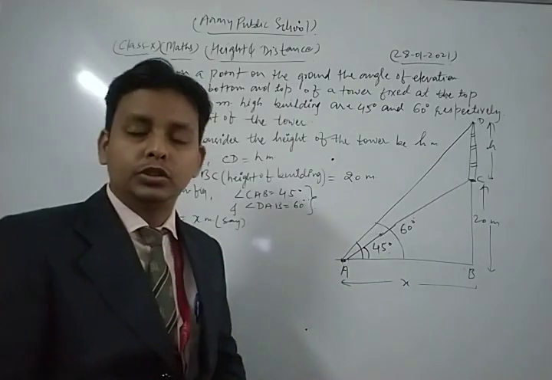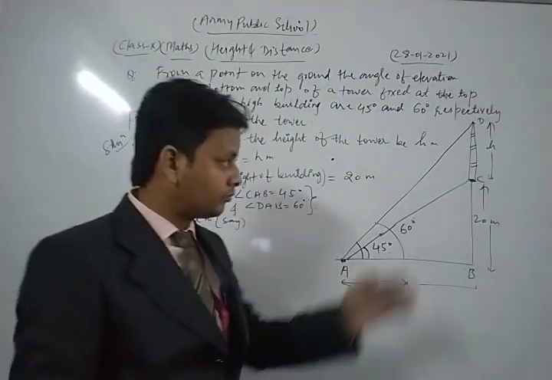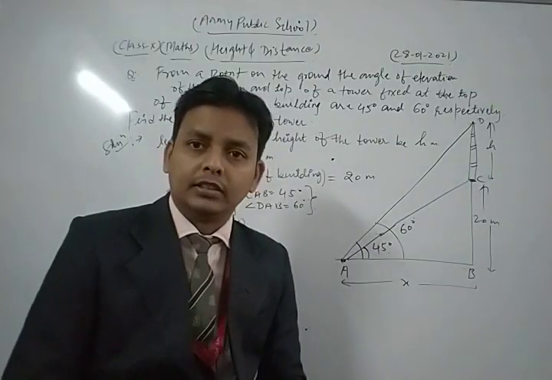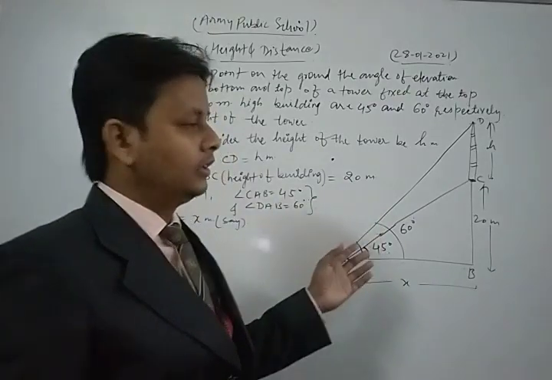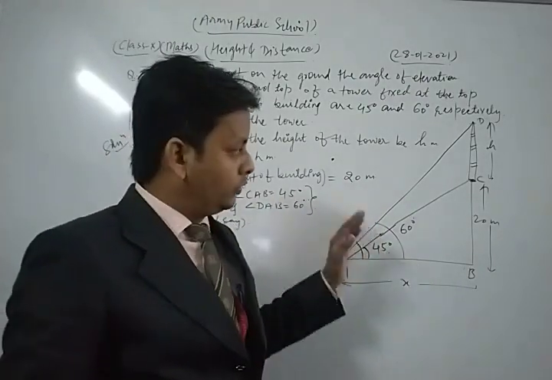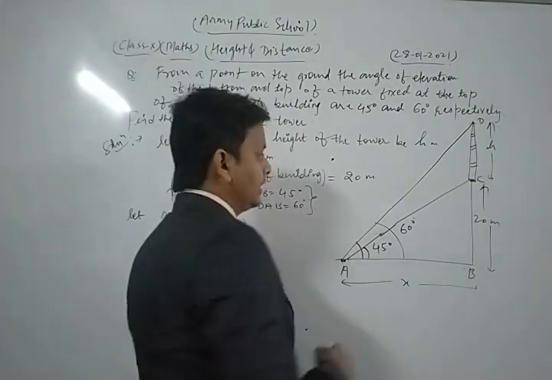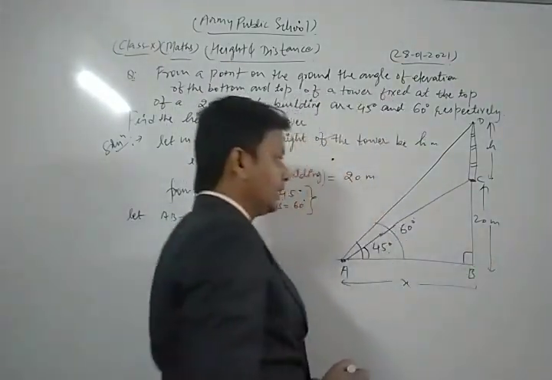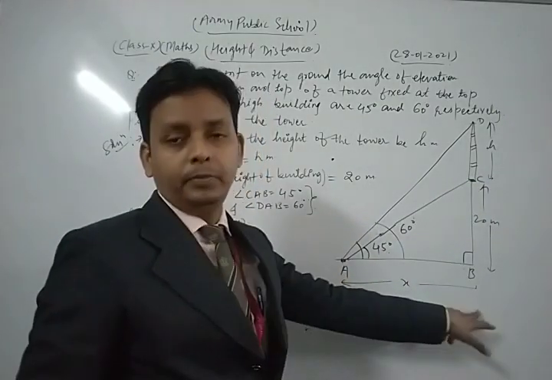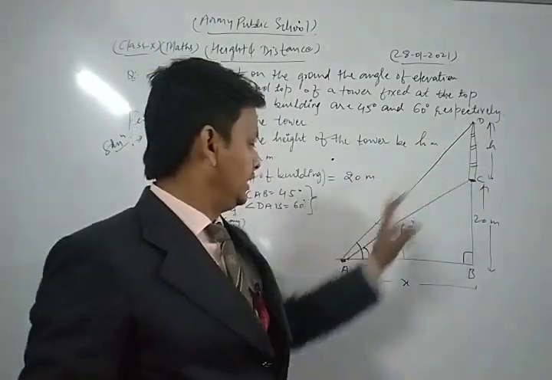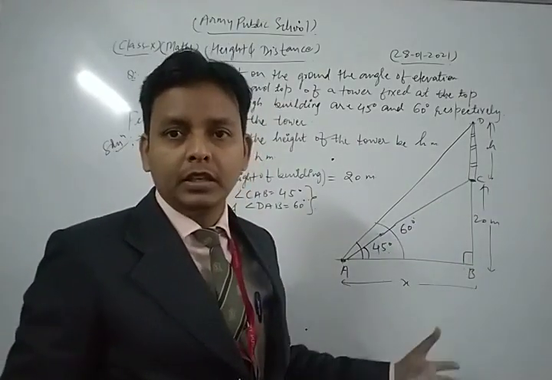So first of all, dear student, you read the question very carefully. After that, you draw the figure according to your question. After drawing the figure, there are two right angle triangles here. One is triangle CAB, the other is triangle DAB. First of all, we take both the right angle triangles one by one.